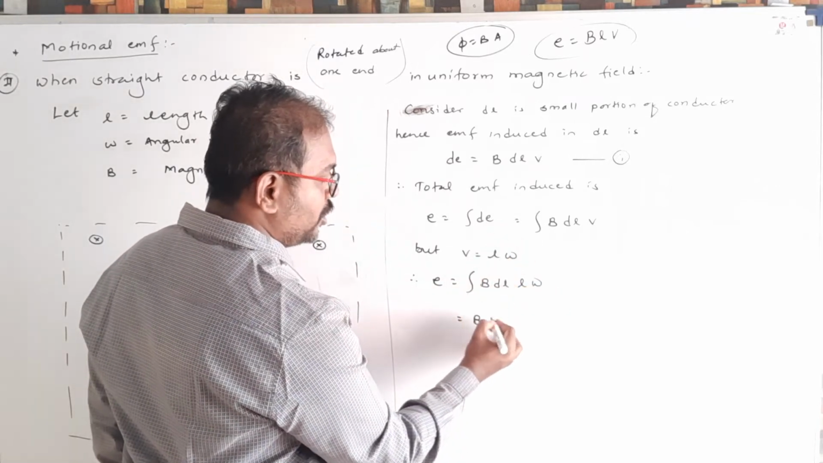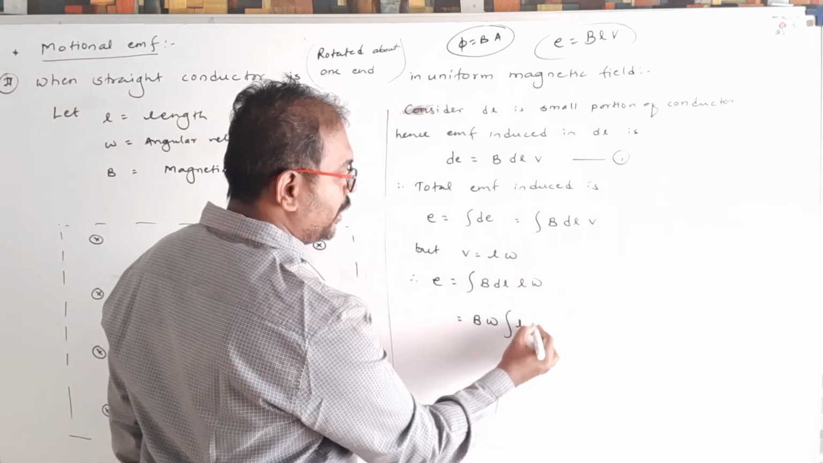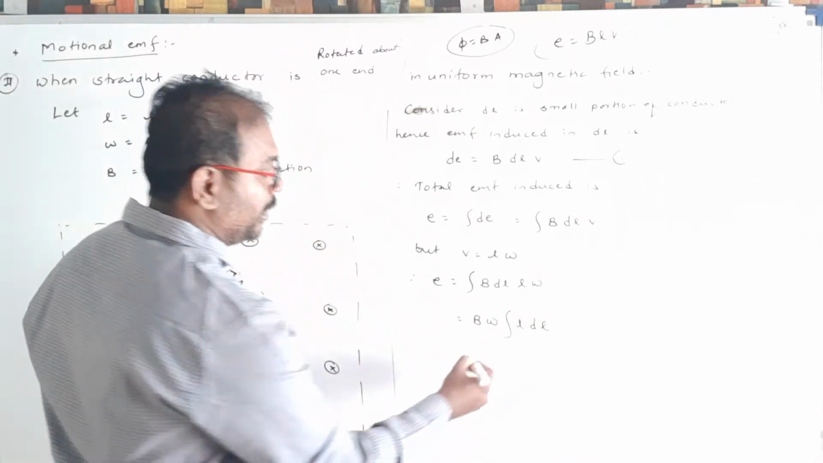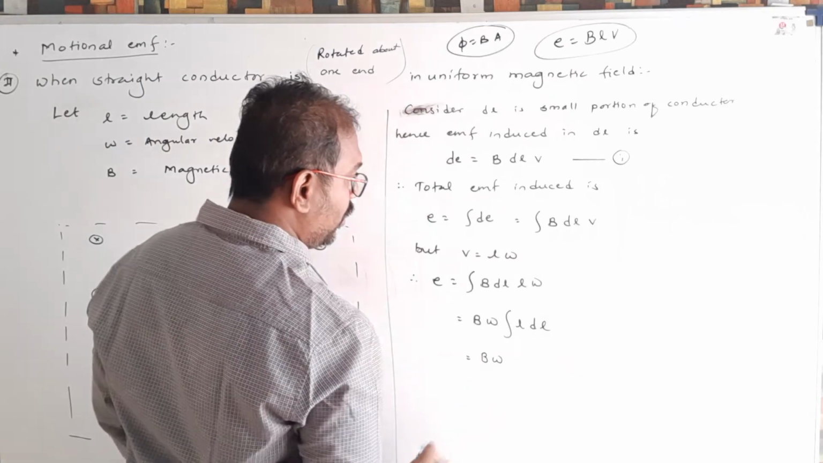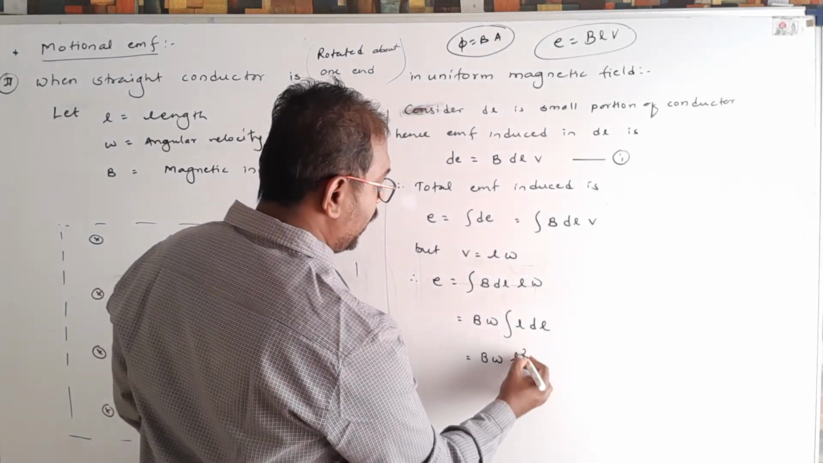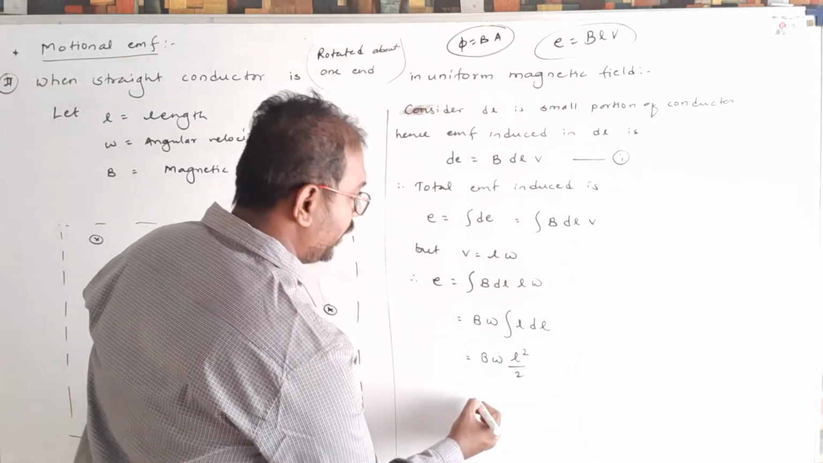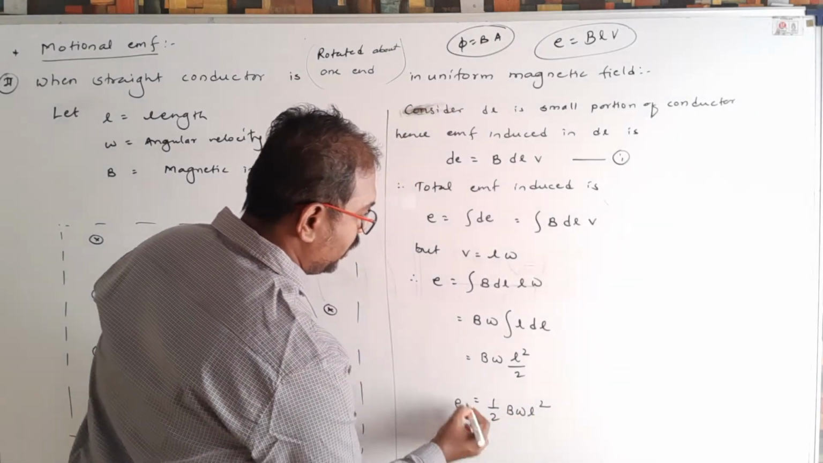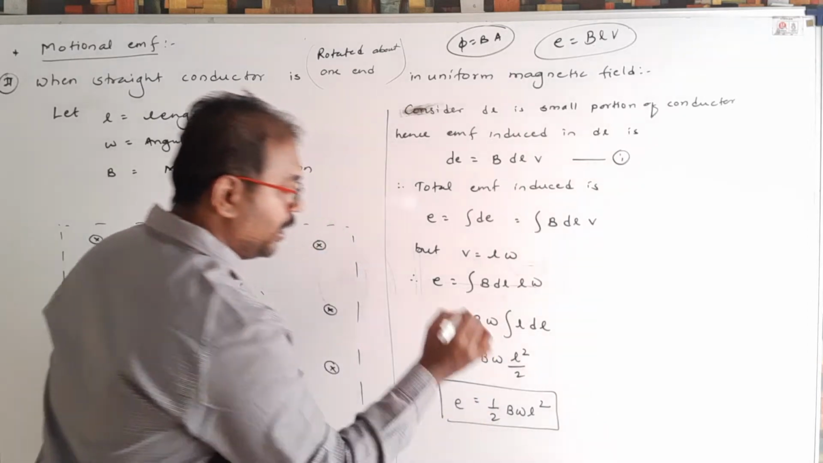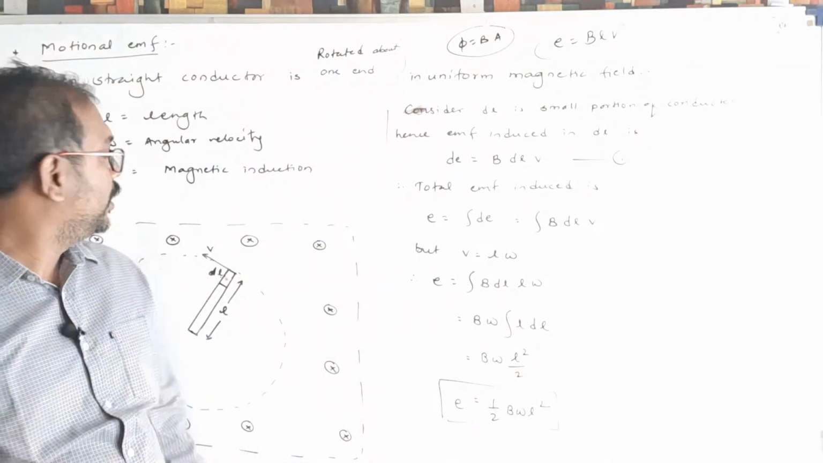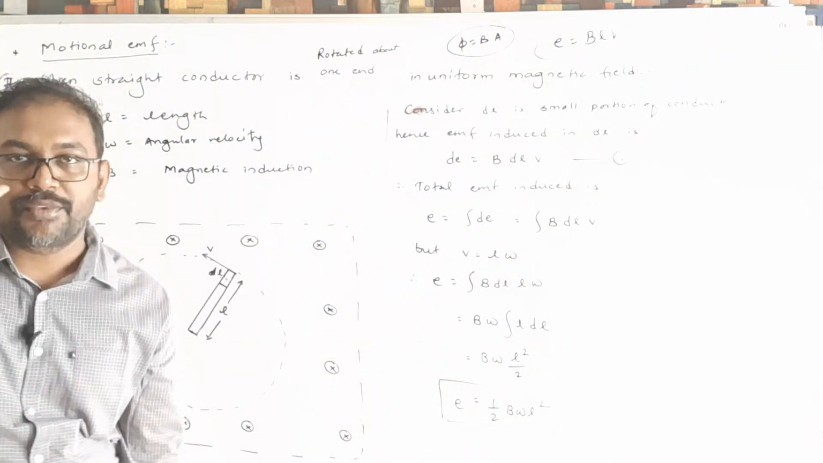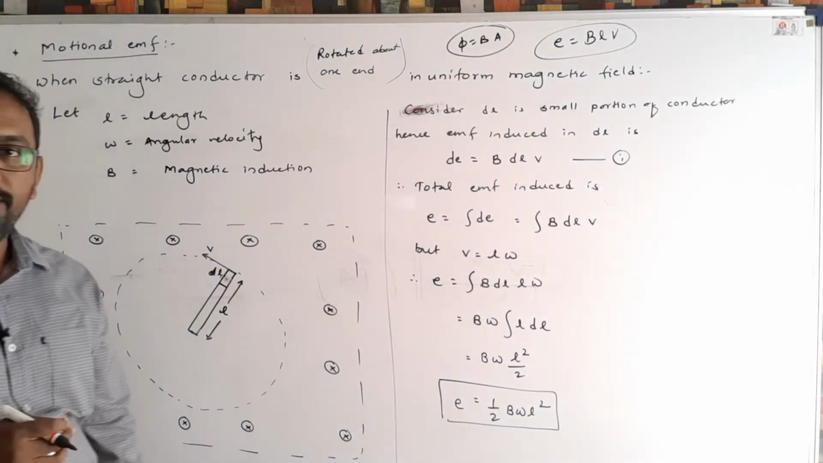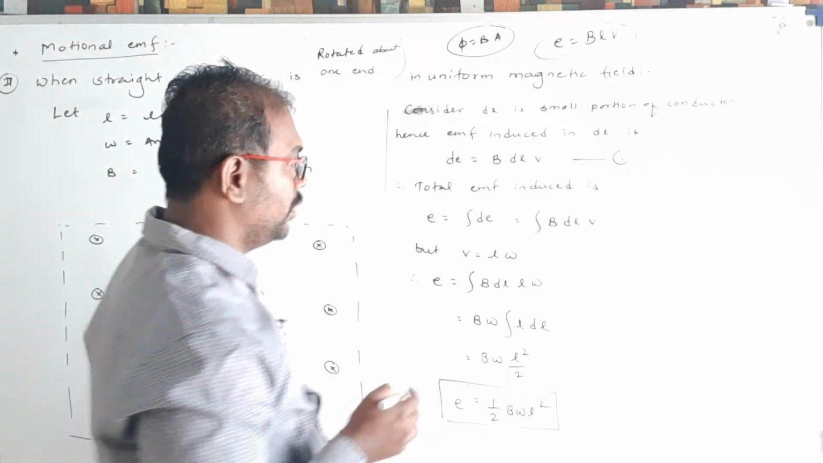Now B is a constant, omega is constant, take them out. Integration of L dl is L square by 2. So we get B omega L square by 2. So we get the formula 1 by 2 B omega L square, and this is the EMF induced in this conductor which is rotated about one end in a uniform magnetic field. I hope everyone understood this.